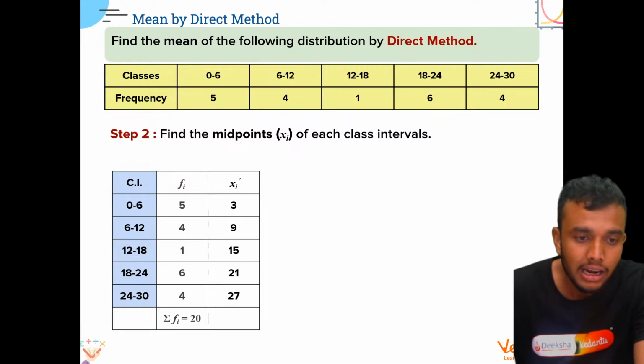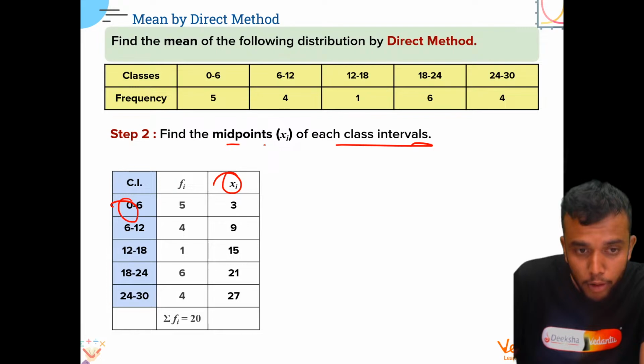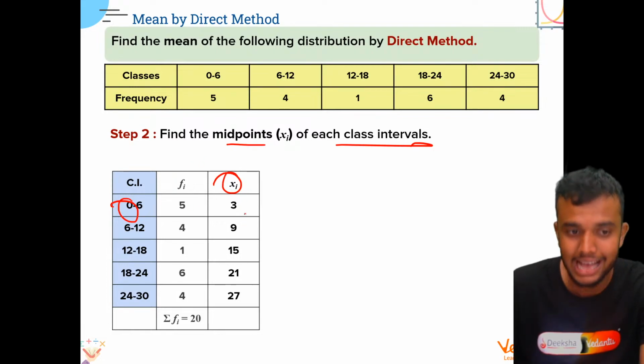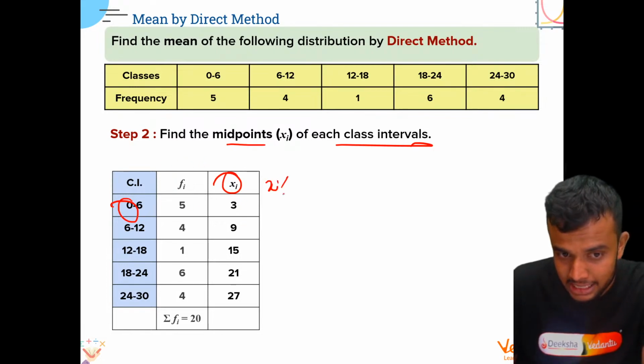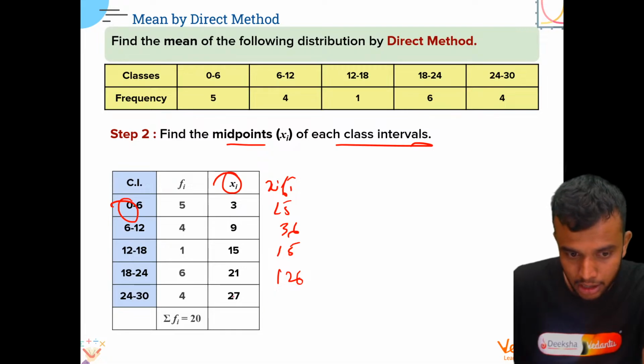Then the next step: find the xi. Xi is nothing but the mid value of each class interval. Then multiply xi and fi. 3 fives are 15, 9 fours are 36, 15, 21, 6 twos are 12, 24, 7 fours are 28, 2 fours are 8, 10, 108.